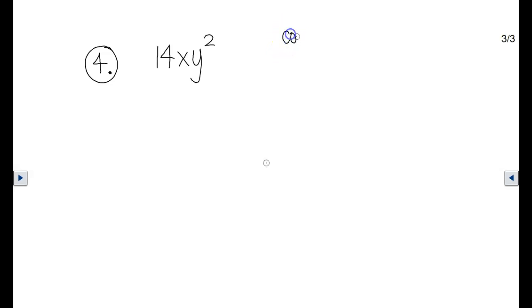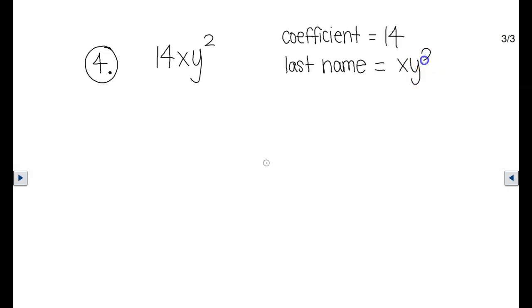So, what do you think the coefficient is? Remember, the coefficient is the number part. All right, hopefully there at home you're answering that that coefficient, that number part is 14. Now, what is the variable part for this term, which would also be referred to as his last name? What would that be? Hopefully at home you're answering xy raised to the second power.